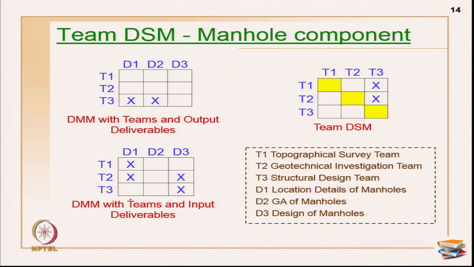Now, I am going to form a team DSM. I have not used all my X marks here, I will tell you about that later. T3 is releasing an output called D1, which is required by T1 and T2. So, T3 actually has an information dependency relationship with T1 and T2. So, this DSM is done. I have used only a few relationships here, other relationships I have not used.